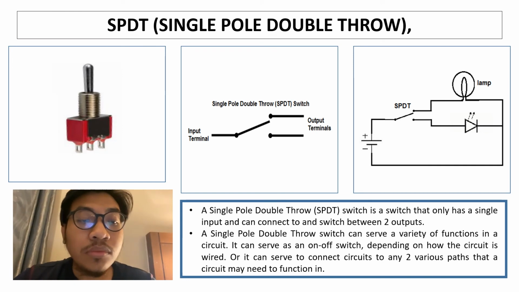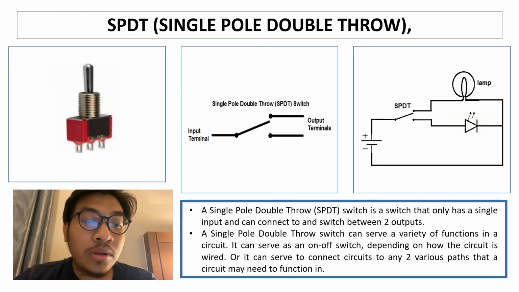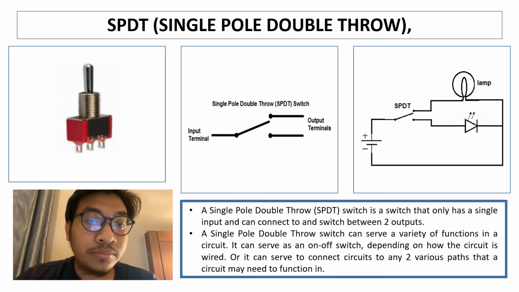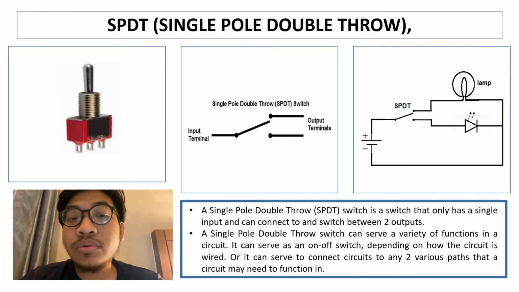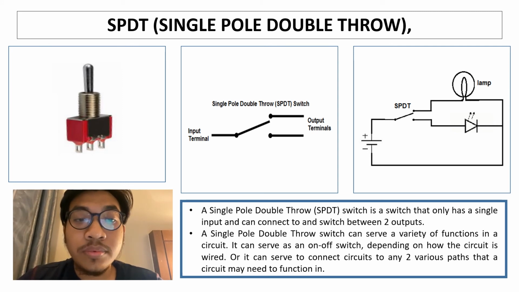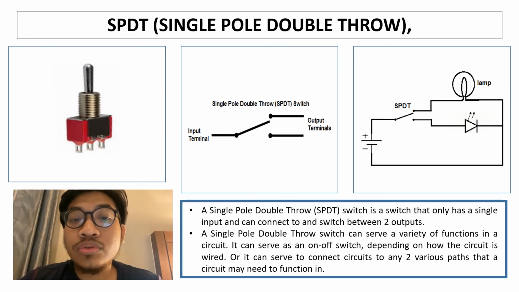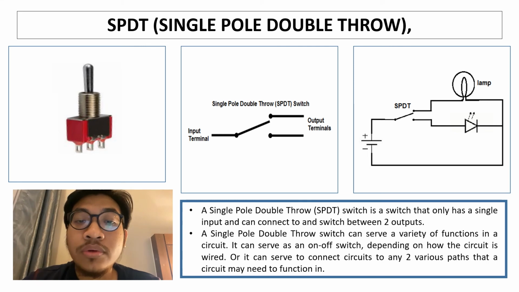So we can look at the circuit diagram. Single pole double throw can be wired to put a circuit in either one or two modes. When the switch is connected one way, the lamp will turn on while the LED is off. When connected the other way, the LED turns on and the lamp shuts off.